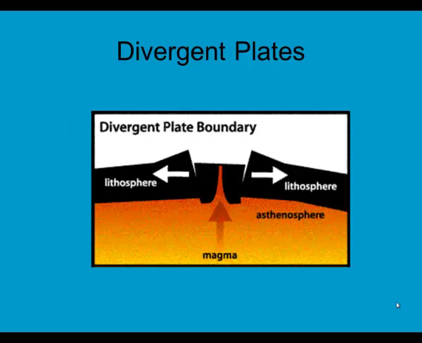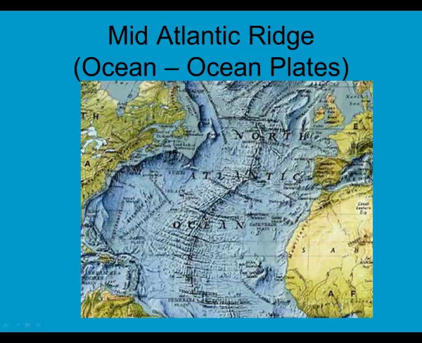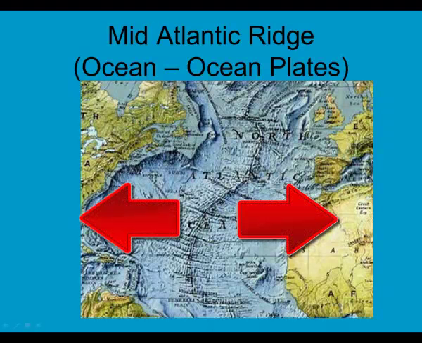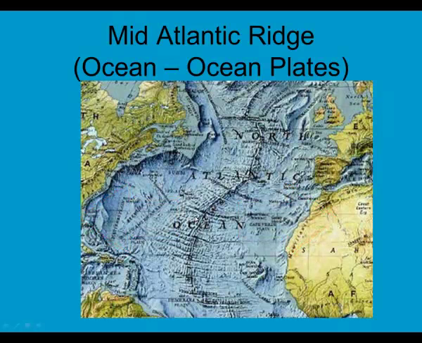The first type of boundary that we were talking about are divergent plates. Divergent means to diverge or to move away from each other. An example of this would be the Mid-Atlantic Ridge. The Mid-Atlantic Ridge is actually two ocean plates that are diverging or moving away from each other. New magma will come out and it cools off to form new rock.